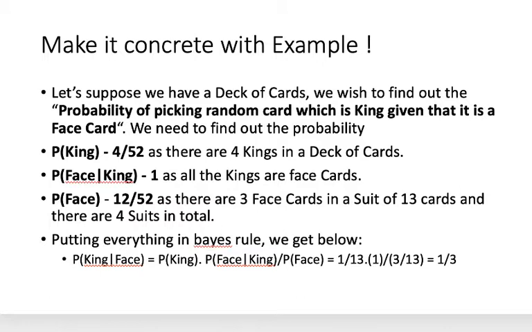We can directly find out the answer for this question. So if we say the probability of getting a king given that it is a face card, there are 12 face cards and there are 4 kings, 4 by 12 will be 1/3. So this is to cross check how the Bayes formula can be used to find out the probability of occurrence of something in terms of hypothesis given an evidence.